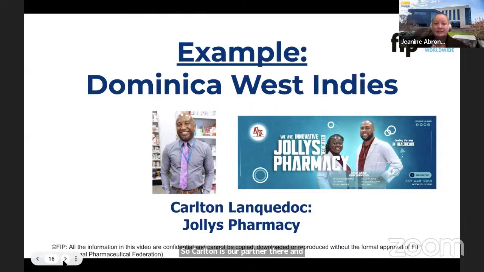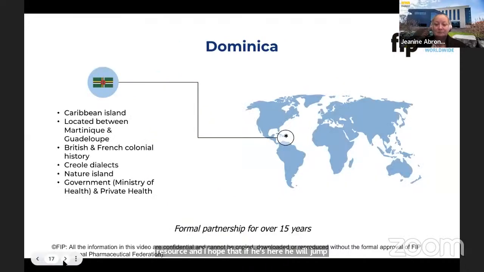And I hope that if he's here, he will jump in with us. I know we were having some technology issues as we work together. But in Iowa, we're in the center of the US. And again, it takes us about 2 days when we fly down to Dominica to get there, with our overnights and our flight status. But Dominica is located in the Caribbean between Martinique and Guadeloupe.